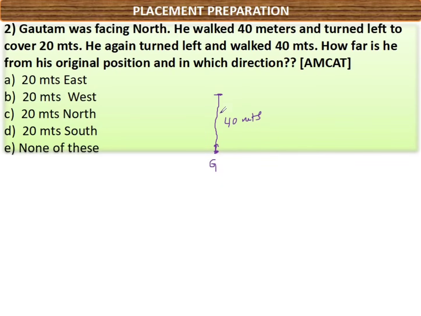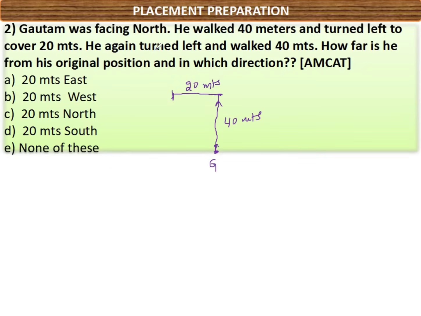I am not getting a straight line, I cannot draw a straight line. Please adjust with the diagram and concentrate on the concept. He walked 40 meters and turned left. If he is going like this, his left will be obviously our left. He turned left and covered 20 meters. If this much is 40 meters, 20 meters will be almost half of that. Let me consider it as 20 meters.